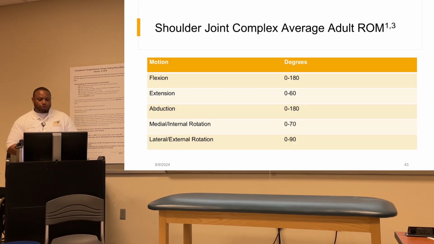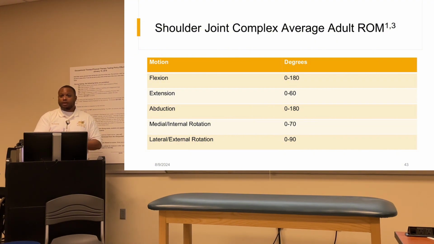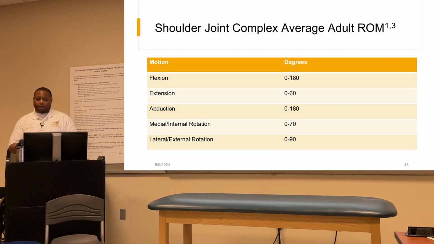And here is our shoulder joint complex average adult range of motion. This is what you have to be able to verbalize during your practical, when you're doing your goniometric measurements of ranges of motion, when you're quantifying active range of motion. At the end, one of your bullets is to be able to verbalize the normal range of motion for that joint. So make sure that you go back and study these to know the normal range of motion for the joint.